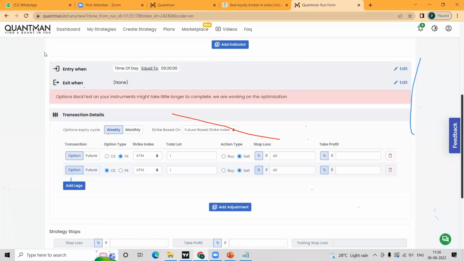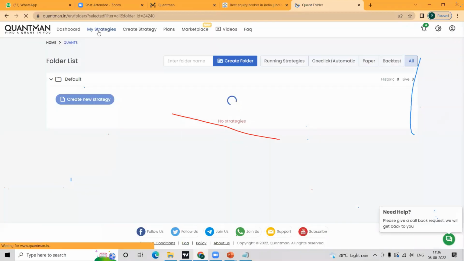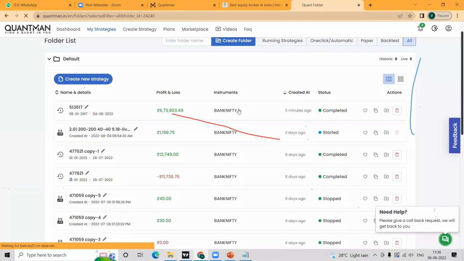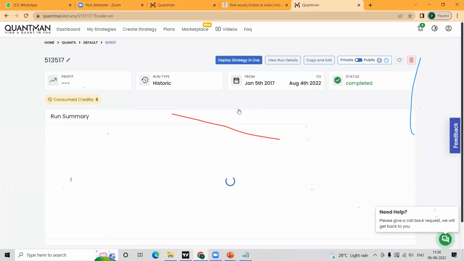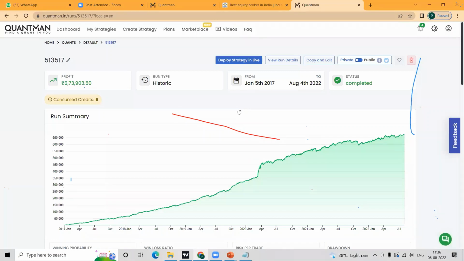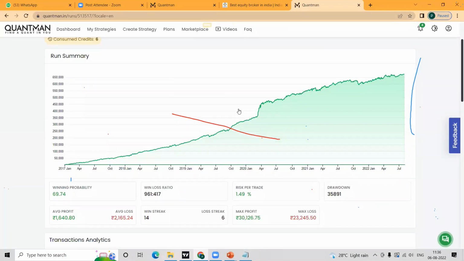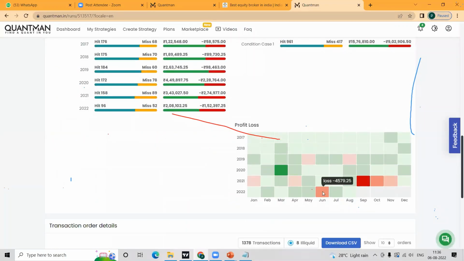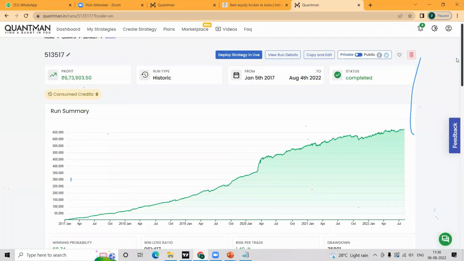Okay, so go to my strategies. We are getting the results for the 920 strategy. Whenever we sell the call option and put option at the same time, we get this much profit. Only in June we were on the losing side. 1, 2, 3, 4, 5, 6, 7, 8. We lost money in only 8 months, and the rest of the months we are okay. This strategy requires only 1.5 lakhs.